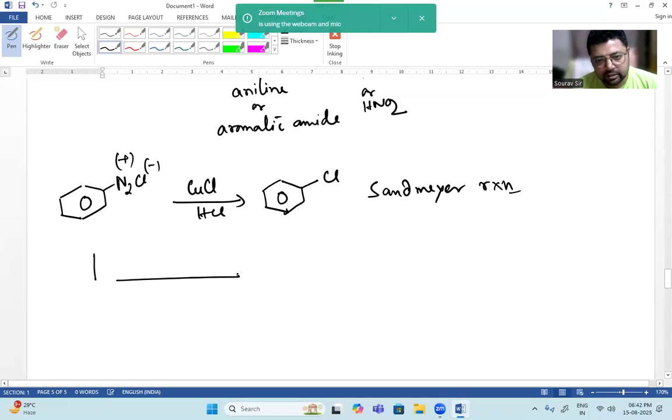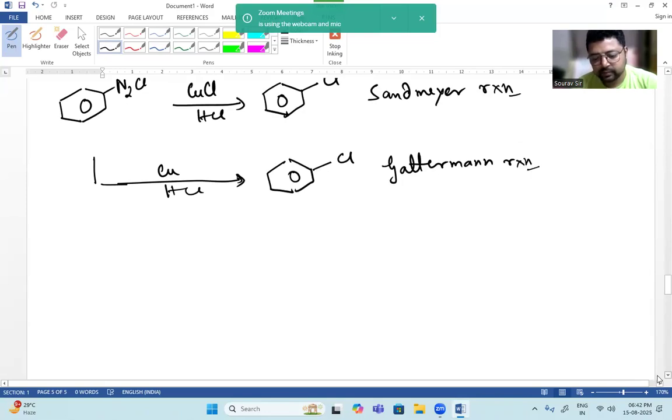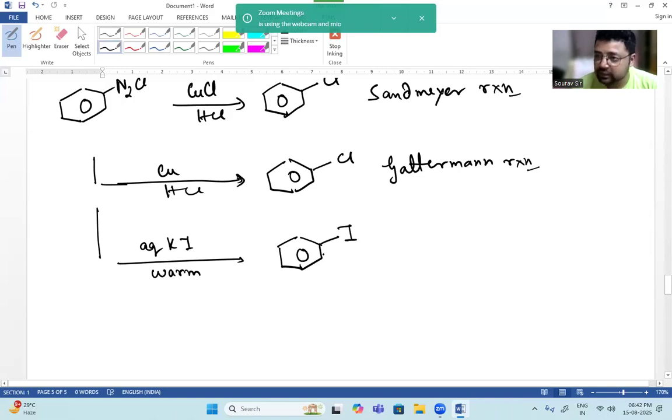If the same thing is repeated, but not with any salt of copper but pure copper over HCl, you will get the same result. This has been done by Gattermann and is known as the Gattermann reaction. If you use aqueous KI and warm the solution a little bit, you will get iodobenzene, but this is not any name reaction.